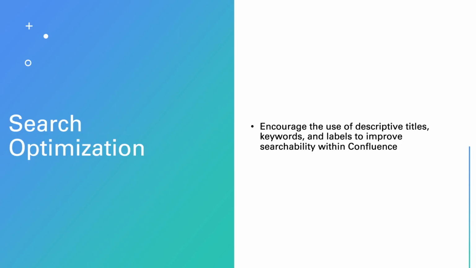Another important thing is search optimization. Like YouTube, which is actually a search engine. It's not just the regular site for seeing funny videos of cats, which is another thing you can use YouTube for, but mainly it's a search engine. For Confluence, you need to encourage the use of descriptive titles, keywords, and labels to improve searchability. You don't want to confuse your users with useless labels that don't point to anything. Don't do that.